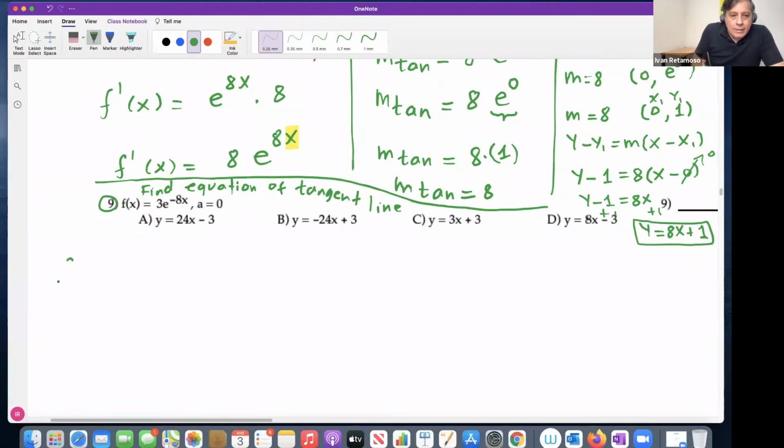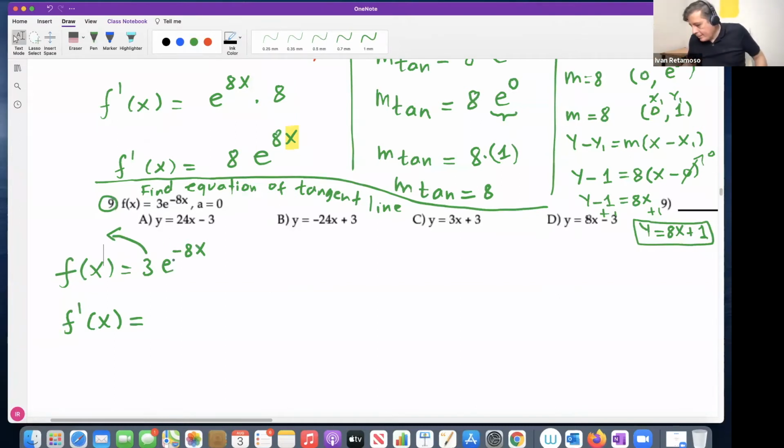Yeah, f of x equals 3 times e raised to minus 8x. That's the function. So you're going to find the derivative. My advice: take this constant out and focus on getting the derivative of this part, and then substituting the value of x, you can get the slope. With the slope, you can get the equation of the line.